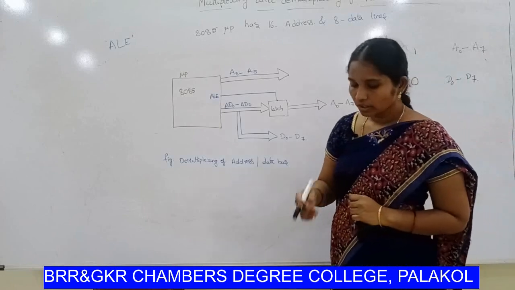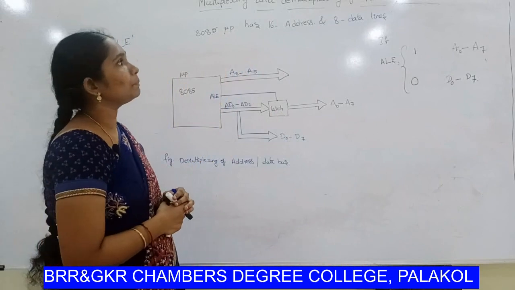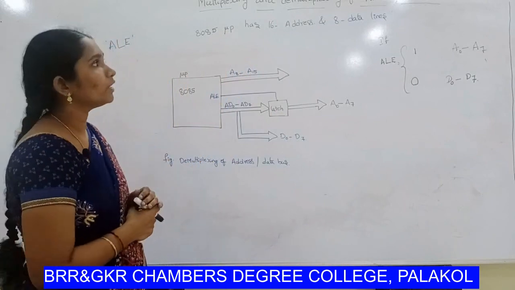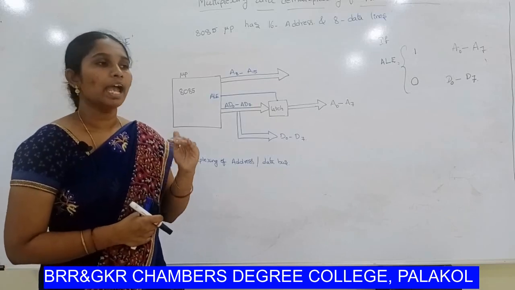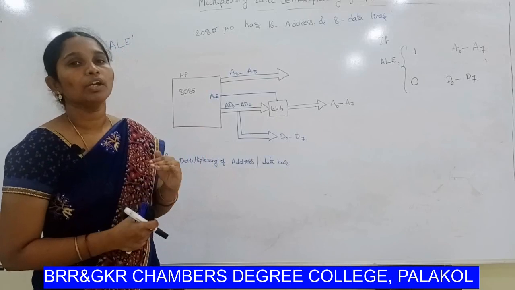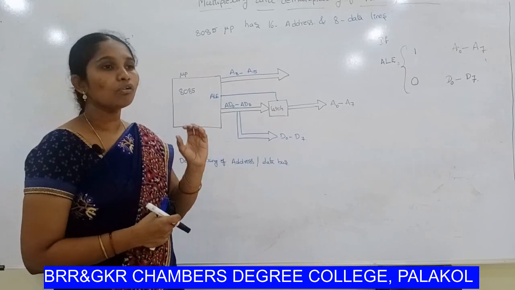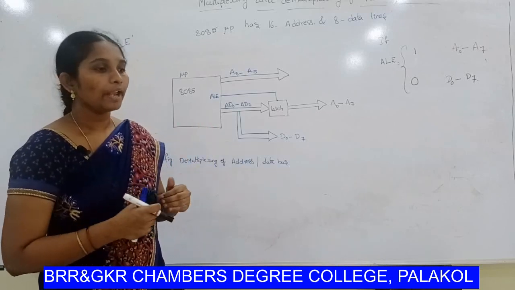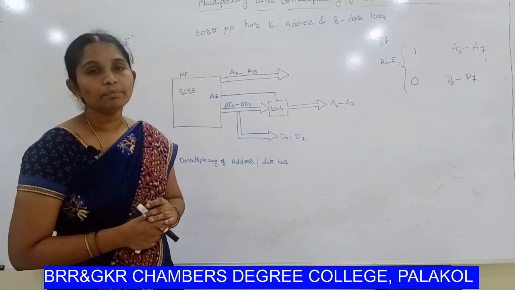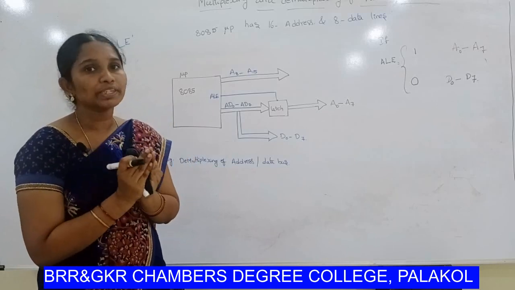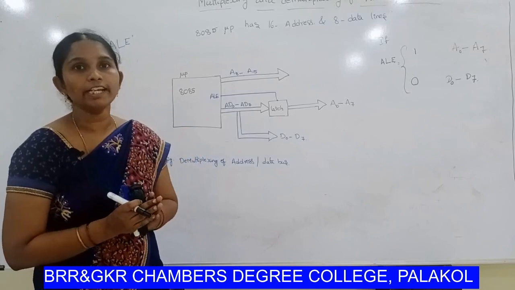In this topic, multiplexing and demultiplexing of address lines, some important points are: an 8085 microprocessor has address lines and data lines. In the 8085 microprocessor, we are combining both address and data lines and transmitting. What is the reason for the multiplexing? Because we have to reduce the size of the microprocessor IC. It is a very important point.